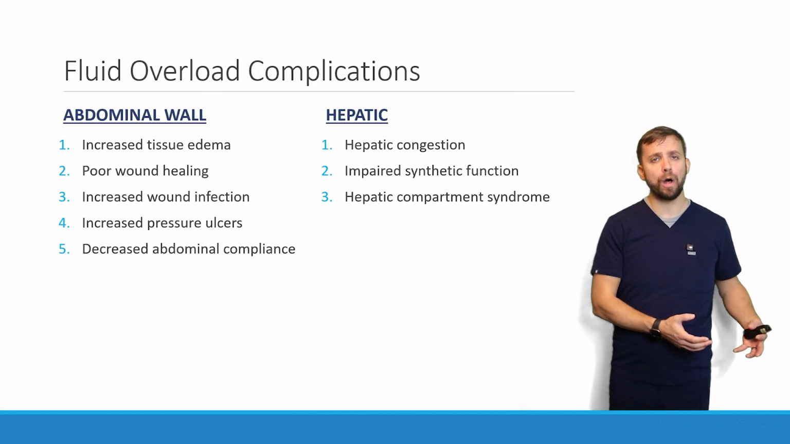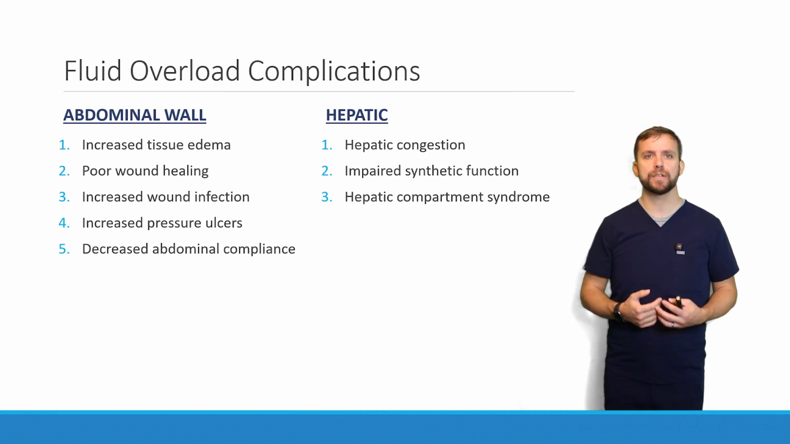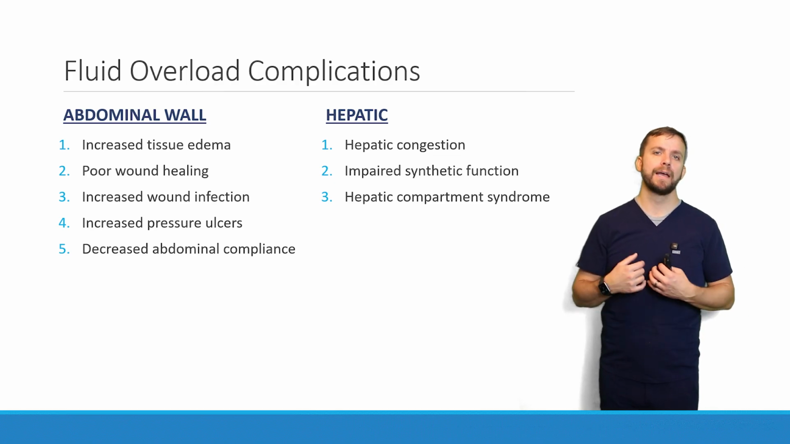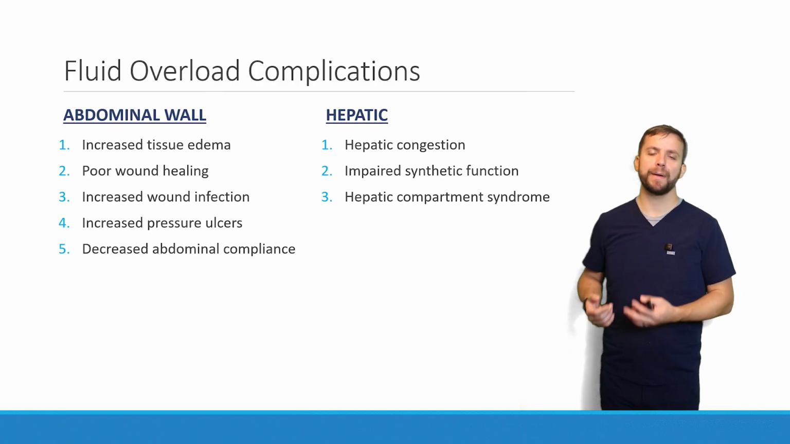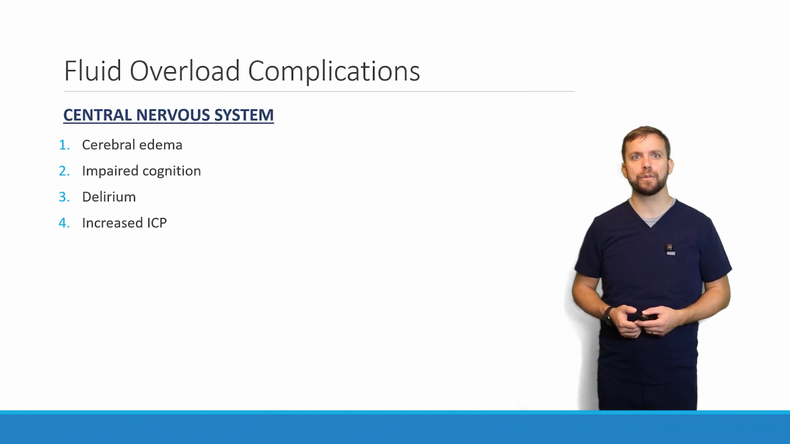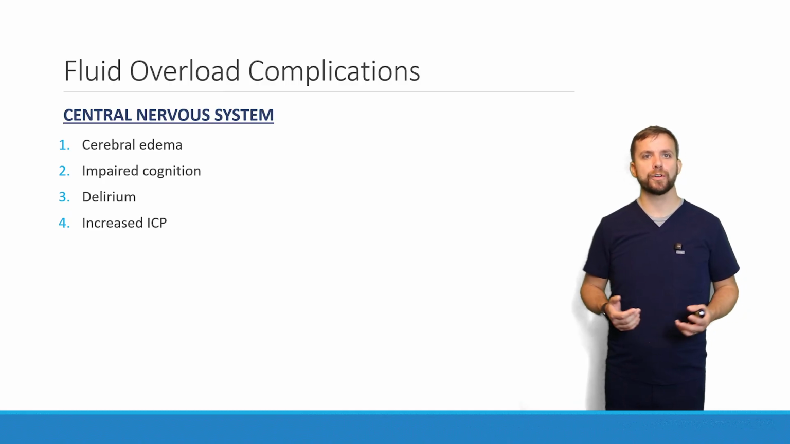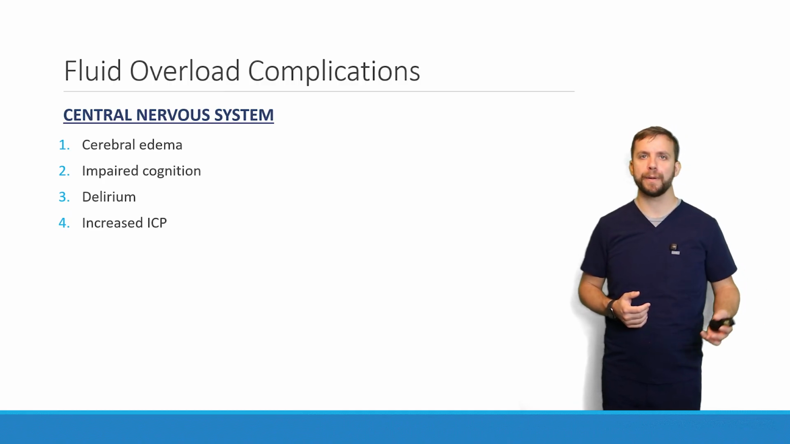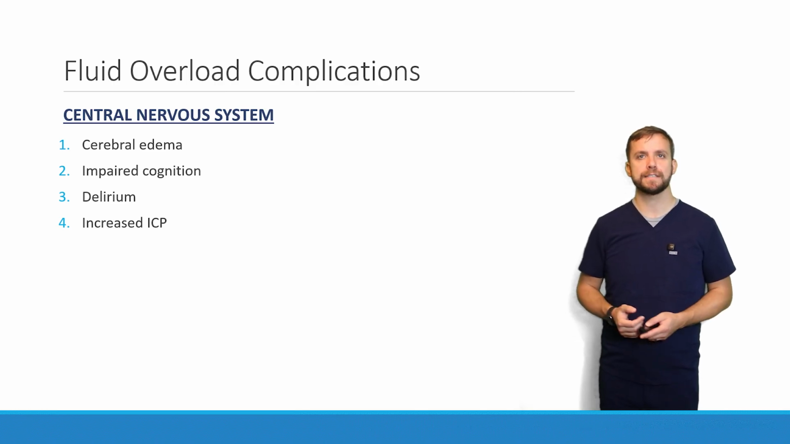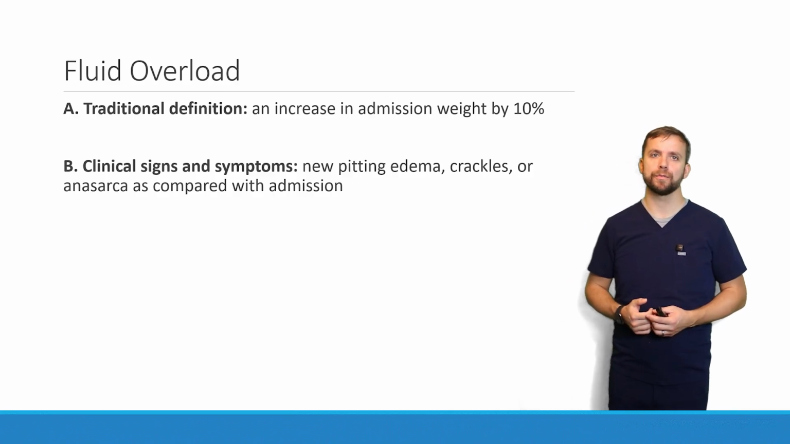In the abdominal wall, you can have increased edema, poor wound healing if you're a surgical patient, increase in pressure ulcers, decreased abdominal compliance. On the liver side of things, you can have hepatic congestion, impaired synthetic function, hepatic compartment syndrome, and then in the central nervous system, you can get cerebral edema, impaired cognition, delirium increases with fluid overload, increased ICP. So a whole lot of complications related to fluid overload.